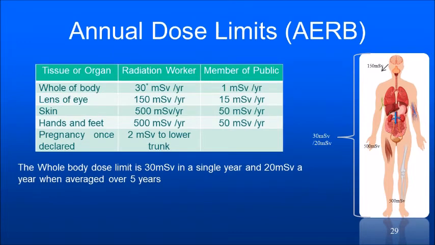Annual dose limits as per AERB are slightly different. The whole body dose is 30 millisievert in a single year, but 20 millisievert when averaged over a period of 5 years. It is not 50 as given by ICRP. Atomic Energy Regulatory Board has reduced it. And lens of the eye is 150 millisievert, skin is 500 millisievert, hands and feet 500, and pregnancy is still kept as 2 millisievert to the lower trunk.